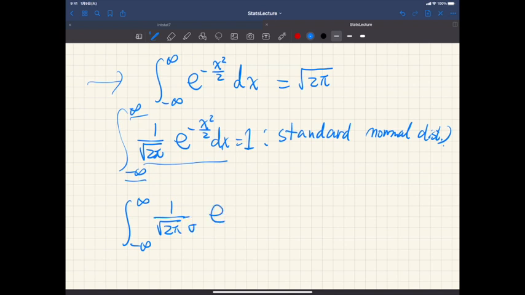Using this result, it is easy to see, but you should try yourself, this integral. This is the density function for the very general normal distribution with mu and sigma. If you integrate this, this should be 1, right? All you need is to do some variable transformation.